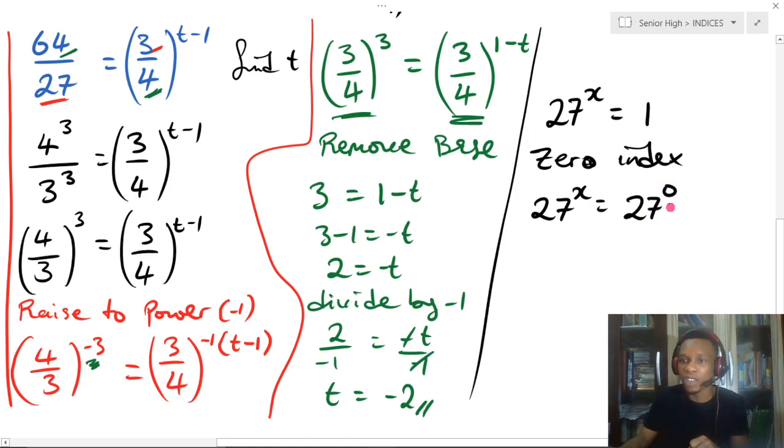Because 27 raised to power 0 will give me 1. Remember that. Therefore, I can represent my 1 as 27 raised to power 0. And then what happens? I am back to work. Being back to work means that I can just remove my bases and I have x is equal to 0. And that is good. Is that not so?